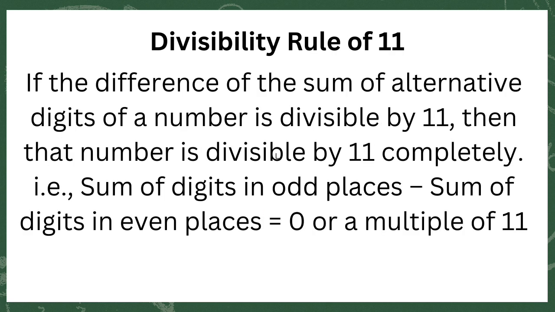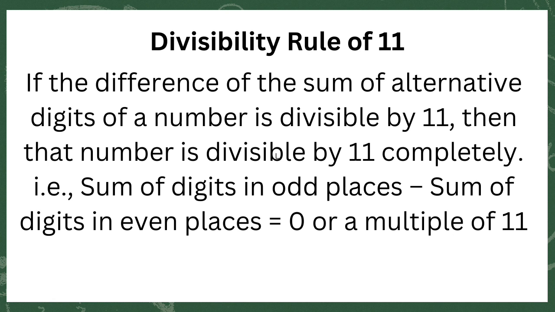The divisibility rule of 11. If the difference of the sums of the alternate digits of a number is divisible by 11, then that number is divisible by 11 completely. What does this mean? The sum of digits in odd places, by odd places we mean the first, the third position, the fifth, the seventh, minus the sum of digits in even places. By even places we mean the second, the fourth, the sixth, the eighth, etc.